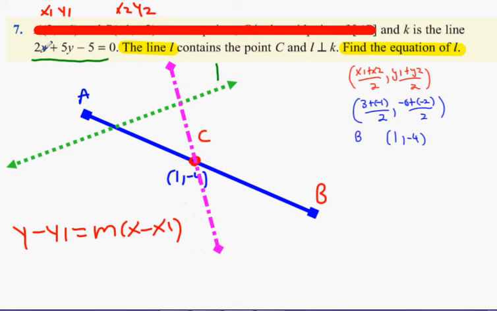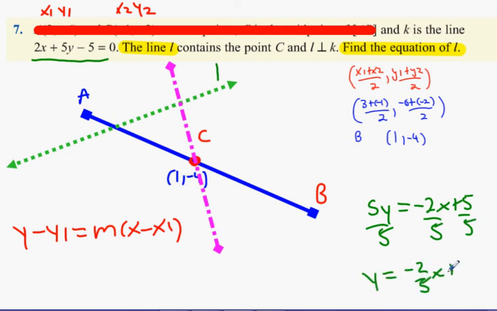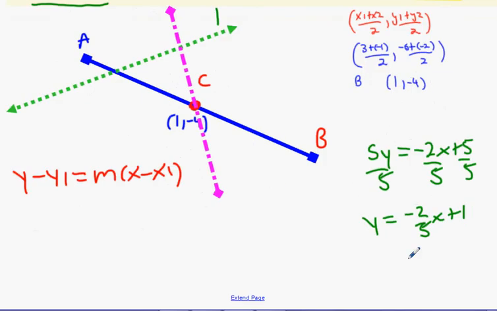In order to get the pink line, we need to find the slope of the green line. The green line then turns into 5y equals minus 2x plus 5. Divide both sides by 5. When we divide both sides by 5, we get y equals minus 2 over 5x plus 1. We use the formula y equals mx plus c to compare it to. We figure out that the slope of the green line is minus 2 over 5.